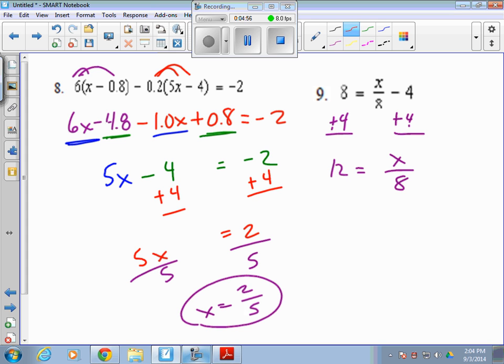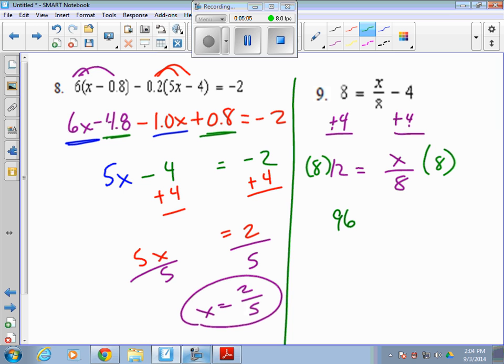divided by 8. Cancel out divide by 8 by multiplying by 8. If you multiply the right, multiply the left side by 8. 8 times 12 is going to be 96. And these will cancel and leave you with x's value at 96.